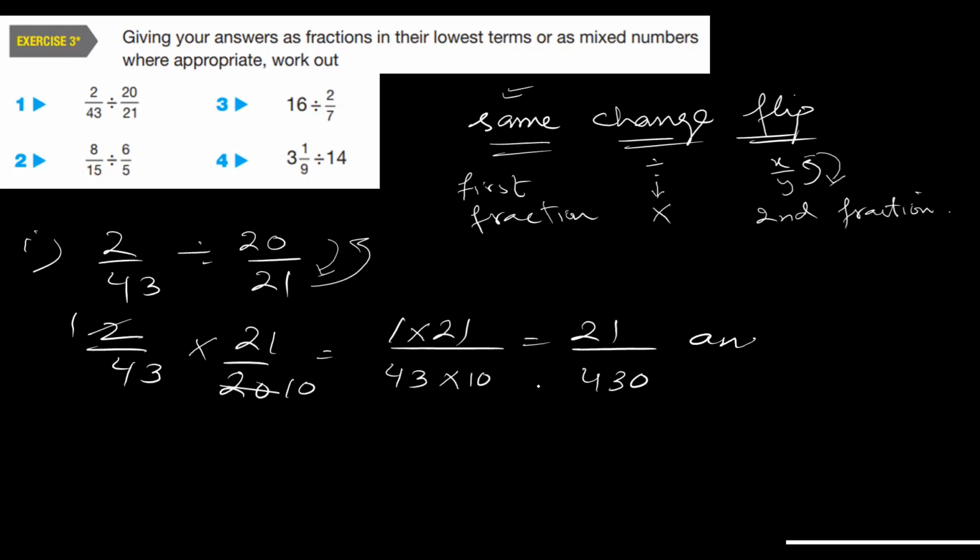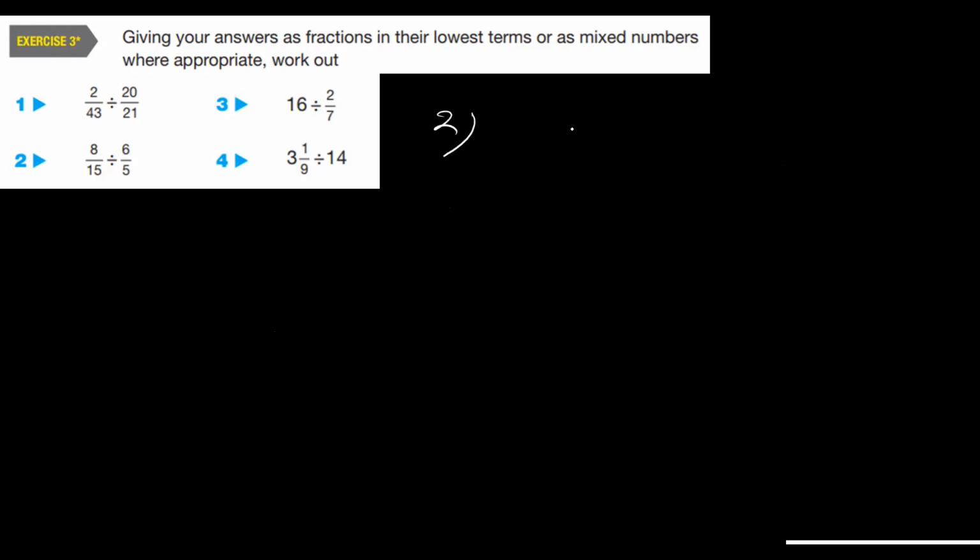And this is the answer because we cannot simplify it anymore. Okay. Now we do question number 2. 8 upon 15 divided by 6 upon 5. Again, we will apply the same rule. The first fraction we do not change. It becomes 8 upon 15 as it is, same. Dividing will convert into multiplying. 6 by 5 will be inverted, so it becomes 5 upon 6.